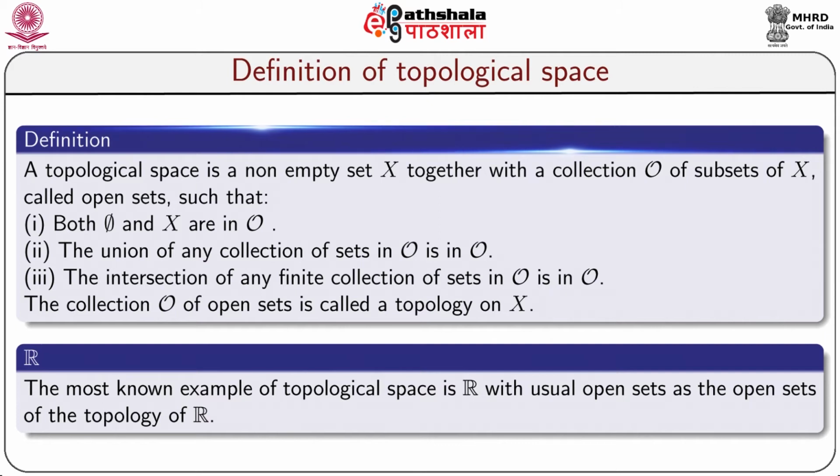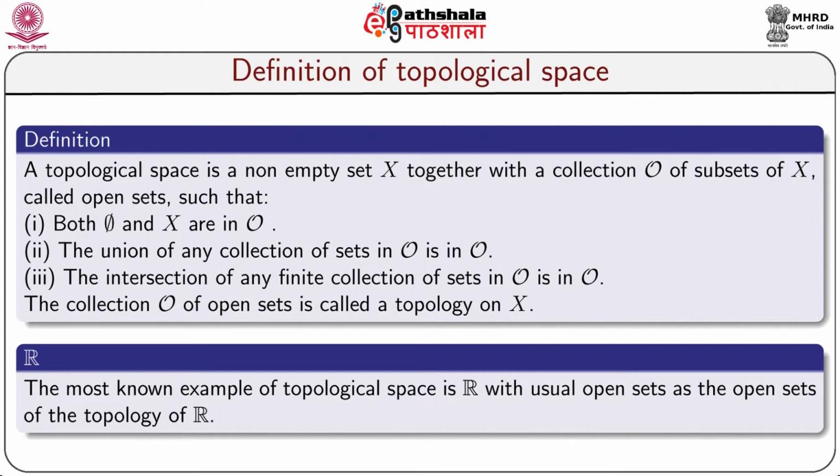Then O will be called a topology on X, and X and O simultaneously will be called a topological space. From now on we will avoid O, and generally we will call X a topological space. Our most known example of a topological space is the set of real numbers. This is generally called the usual topology.